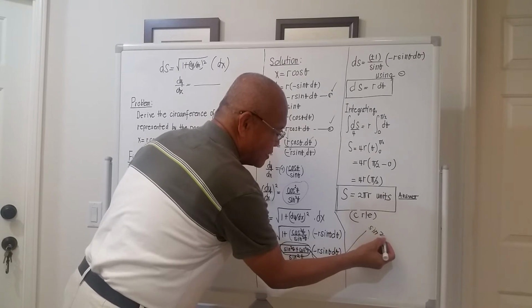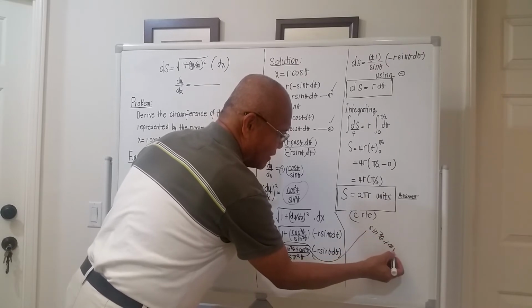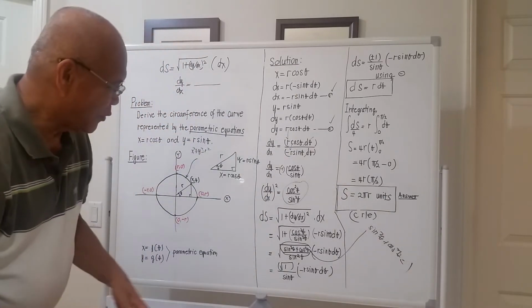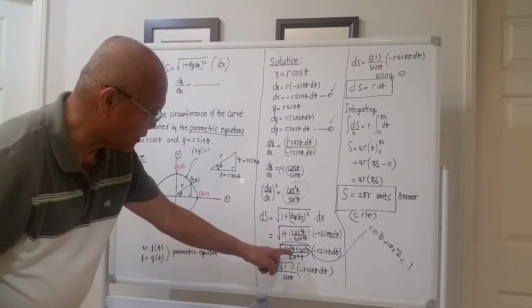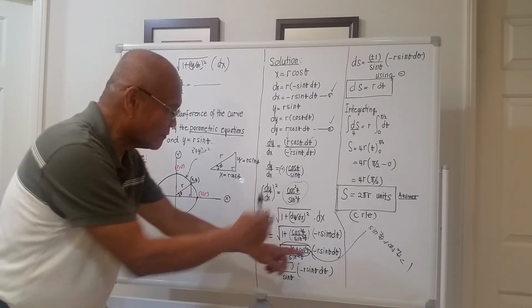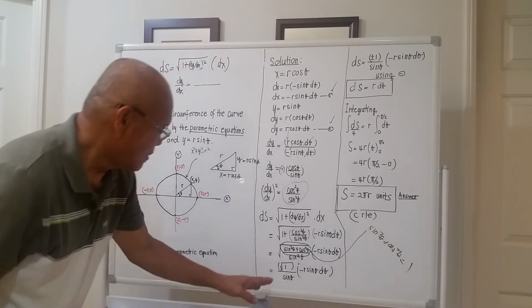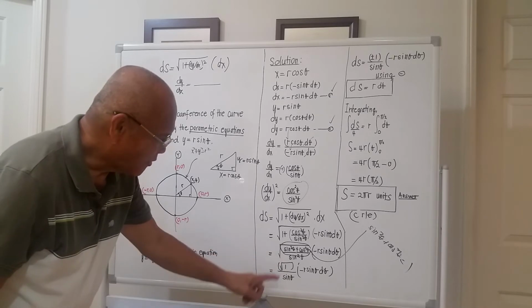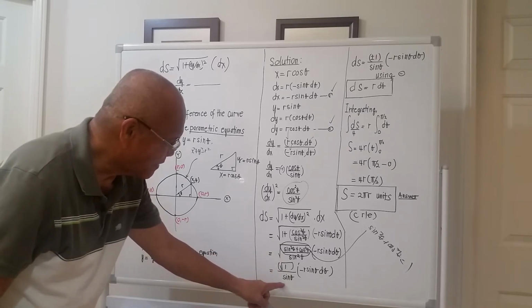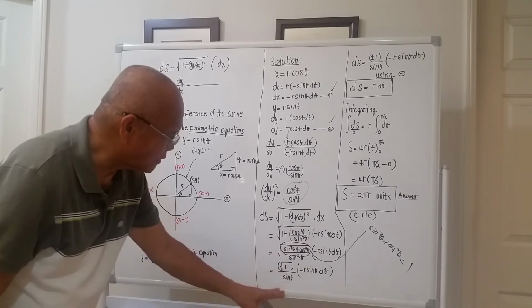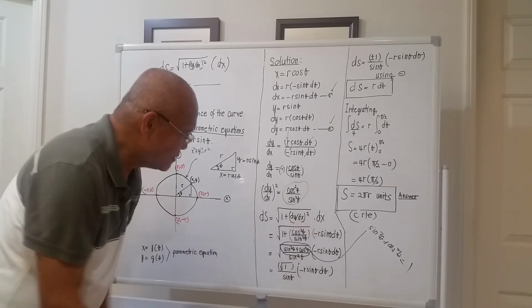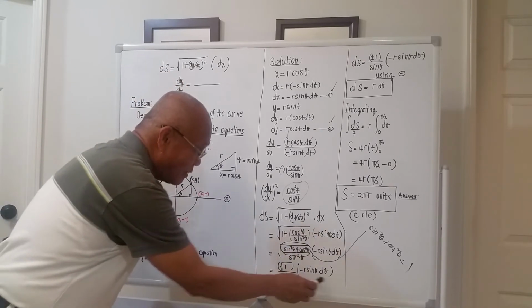sine square of theta plus cosine square of theta is actually 1. So actually we could replace sine square of theta plus cosine square of theta inside by the value 1. So what comes out will be the square root of 1 all over sine of theta. The square root of sine square of theta will just be simply sine of theta. It's a perfect square. Times negative r sine of theta differential theta.